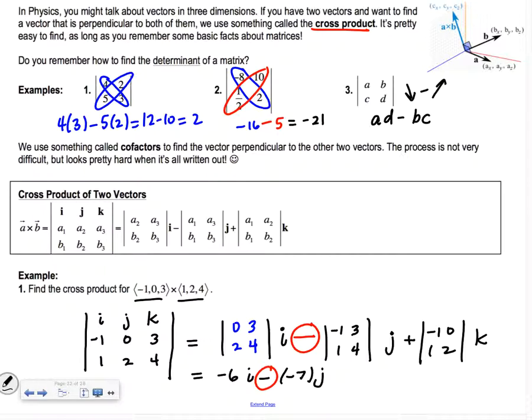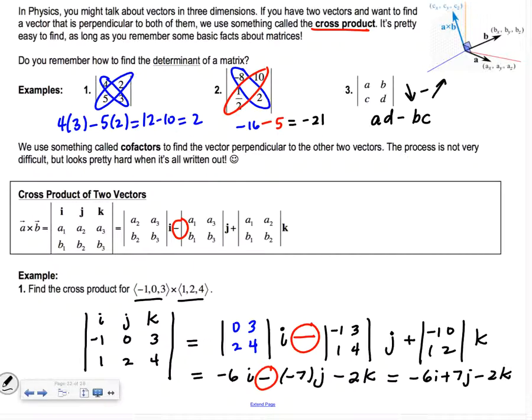All right, and then the next one I have negative 2 minus 0. Where'd the subtraction sign come from? The subtraction sign is in the formula. It's right here. It's a minus in front of the j. All right, and then I have negative 2 minus 0 is going to be negative 2. Okay, so your final answer is negative 6i plus 7j minus 2k.